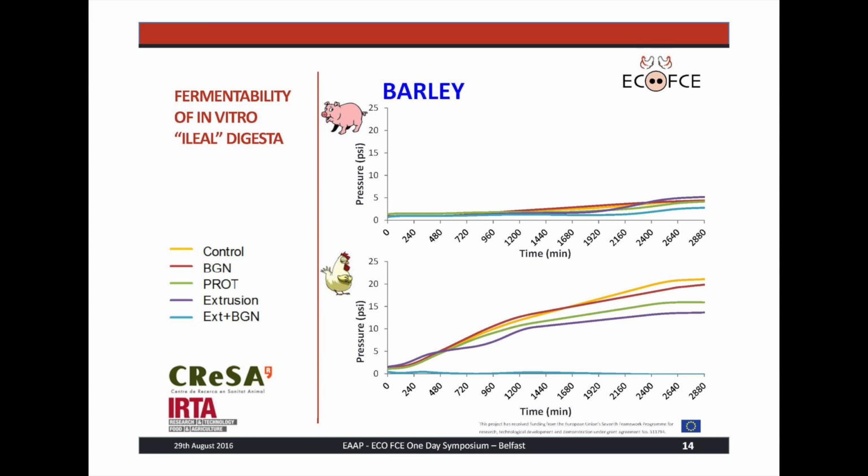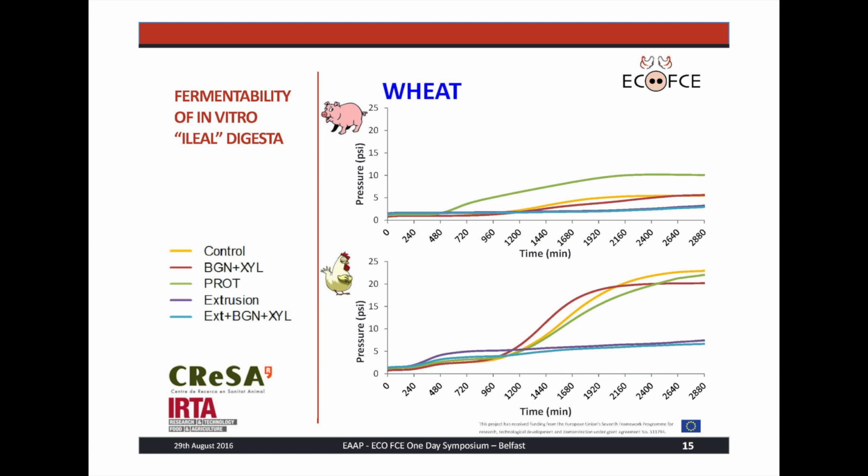With the pig, here it's not as clear, but you can see that with the extrusion plus enzymes, the fermentation is lowest. That's probably much clearer here with the wheat, and you can see the two extruded treatments, the gas production is much lower than the other three treatments with the raw wheat.